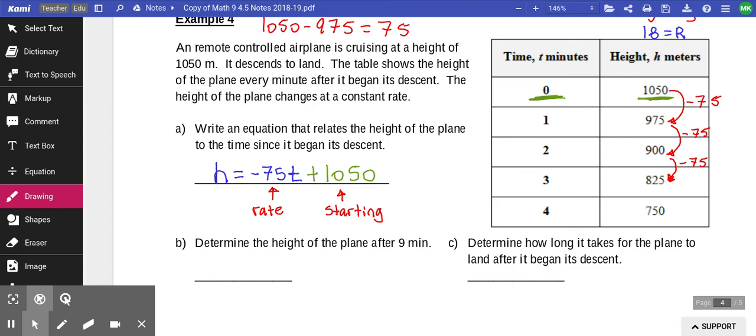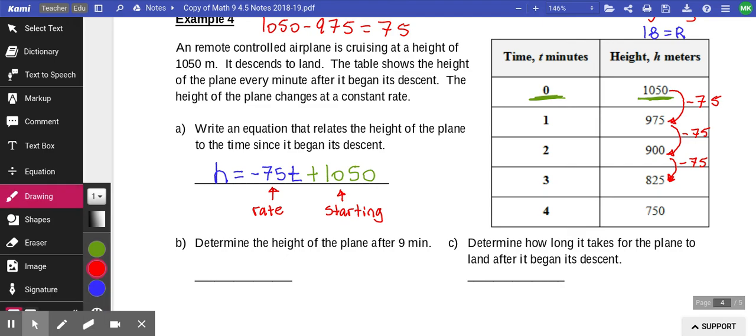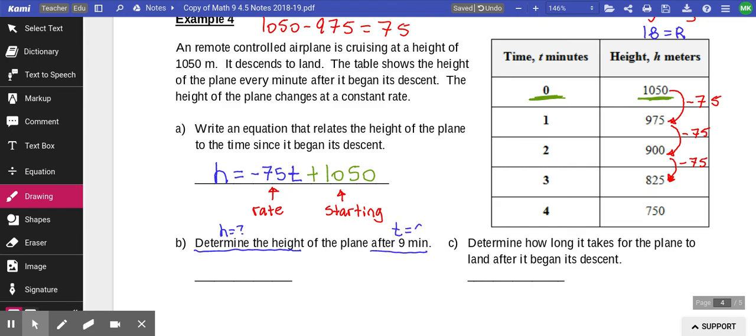Part B says determine the height of the plane after 9 minutes. I know it might seem silly, but on every single question, I want to identify what they're asking for and what they gave me. It says determine the height. That means I'm looking for h. After 9 minutes, that means they gave me time, t equals 9.